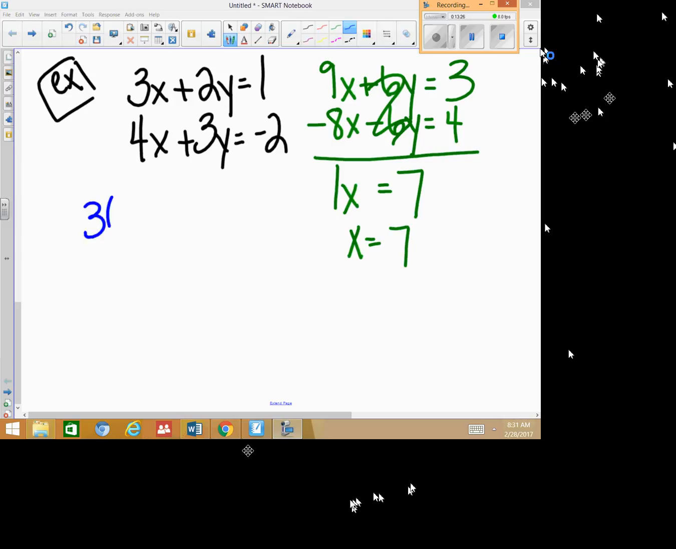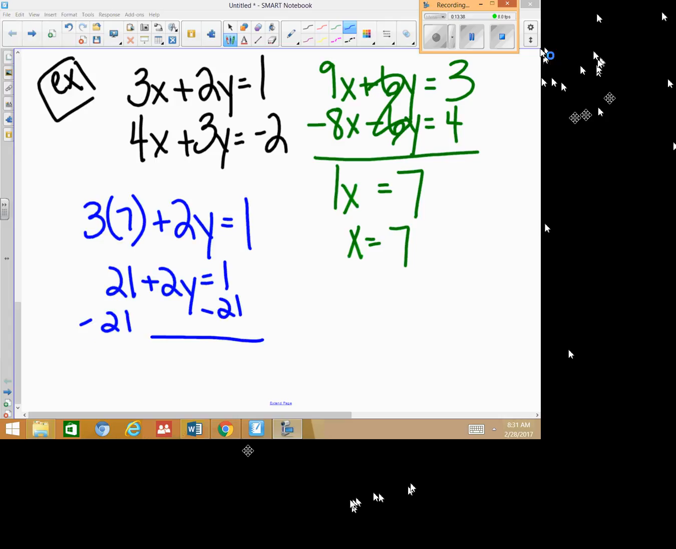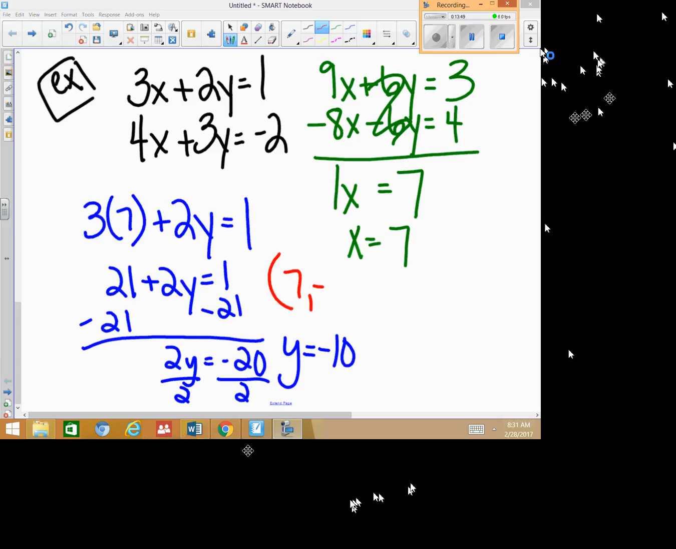So 3 times 7 plus 2y equals 1, minus 21. 2y equals negative 20. Divide by 2. y equals negative 10. So to write that as an ordered pair, 7 and negative 10. That's correct. I actually understand this one. This one is my favorite because it makes more sense to me.